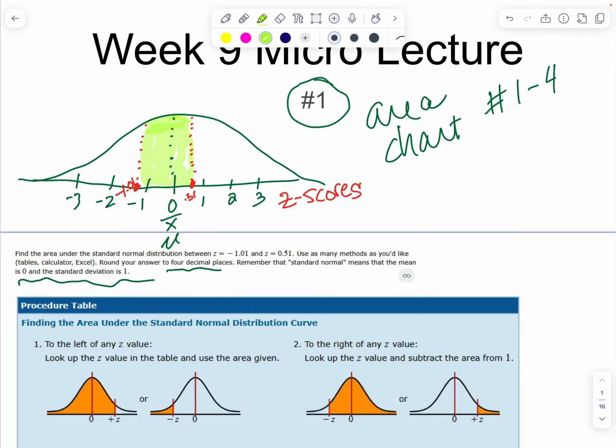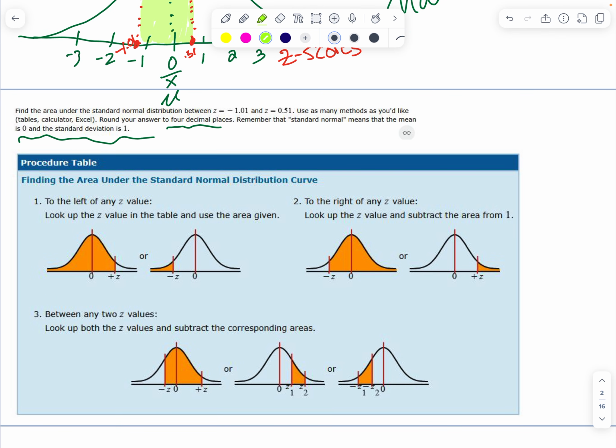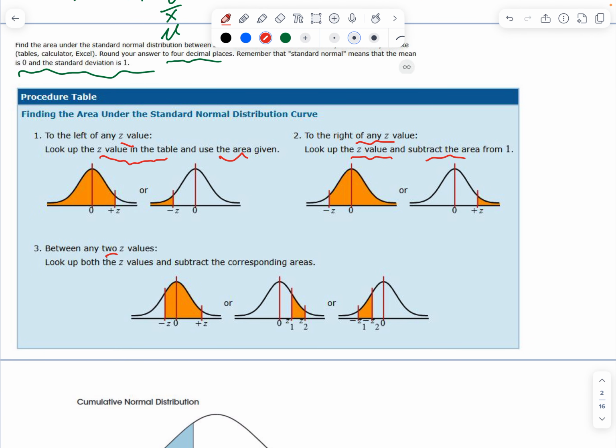So something that I copied and pasted from Alex is this little cheater sheet, I call it. It's a procedure table, and this may be helpful to you. So it says if you're looking up to the left of any z value, you just look up the z value in the table and use the area. If you're looking to the right, you're going to look up the z value and subtract from 1. The one that I'm interested in is between two values. You're going to look up both the z values and then subtract the corresponding areas.